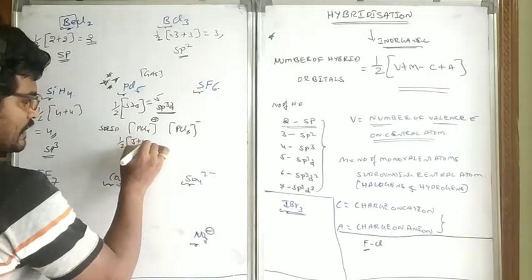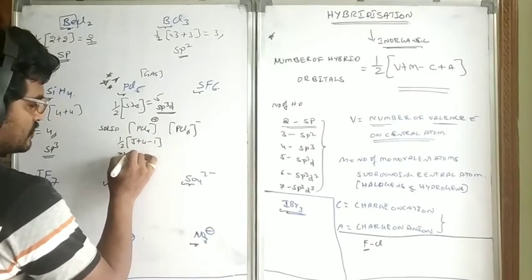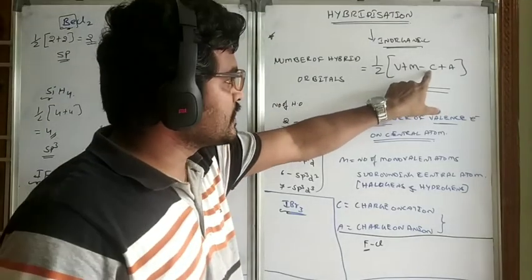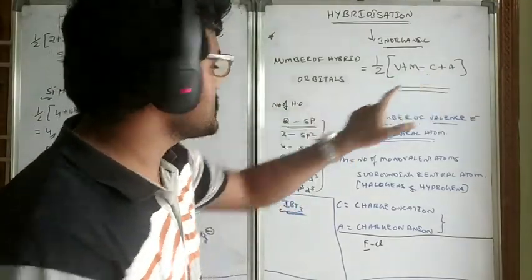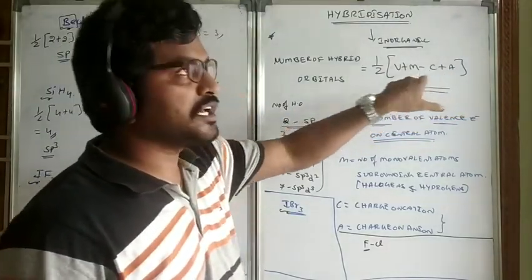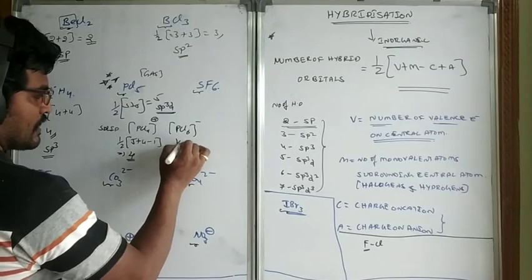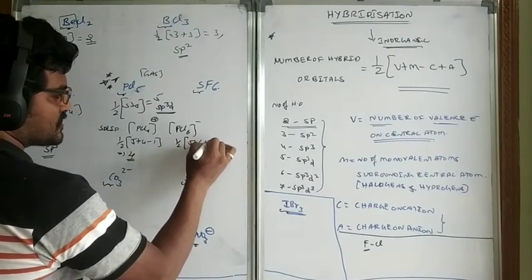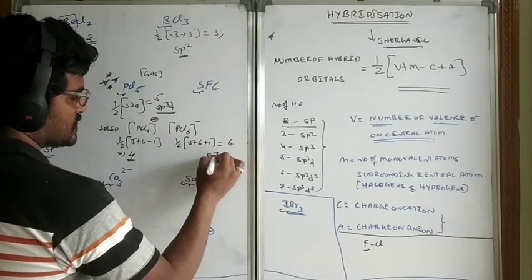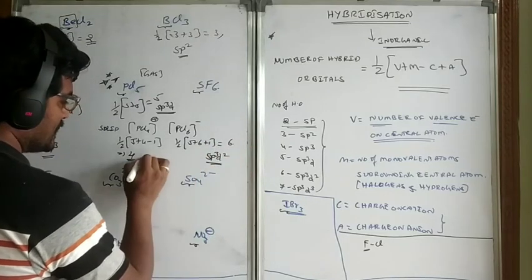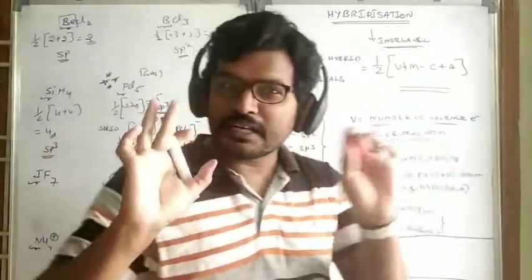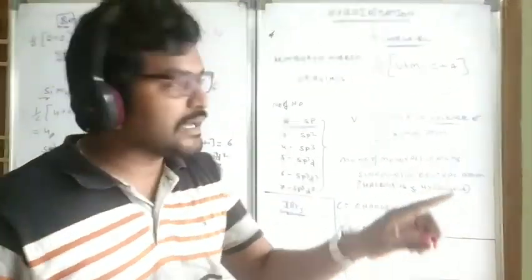PCl4 plus: half 5 plus 4 minus 1 by 2. So 4 will come. Why minus 1? If it is a cation, you have to subtract its charge. If it is an anion, you have to add its charge. PCl6 minus: half into 5 plus 6 plus 1 by 2. 6 will come. So 6 means sp3d2 hybridization, and the earlier one is sp3. Like this, there is no need to by heart anything.